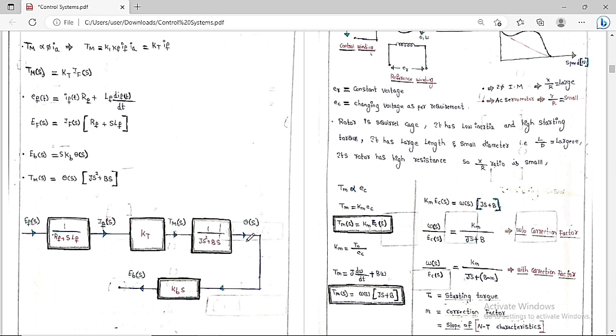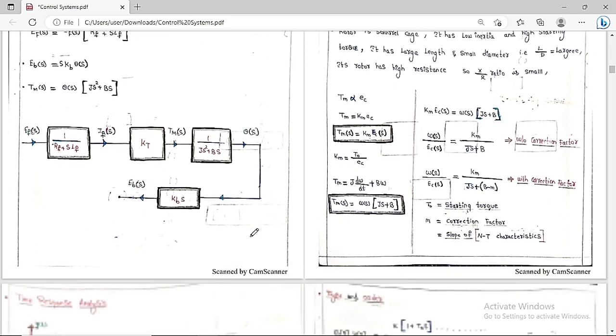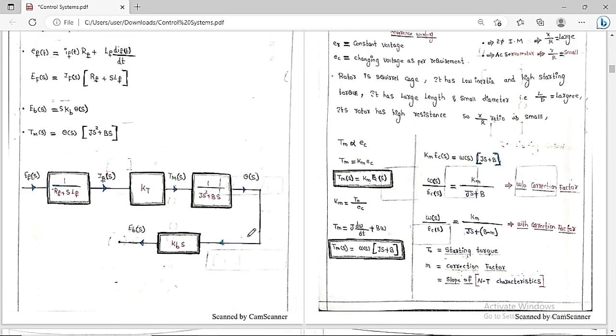Whereas in the case of field control, there is no feedback from output to input. So always remember this important point. If you want to know the transfer function, it is just the multiplication of all these three quantities.